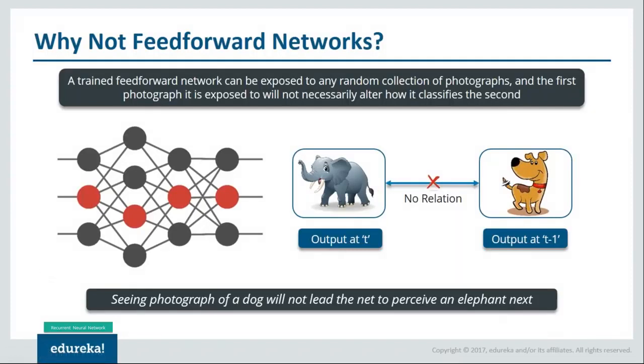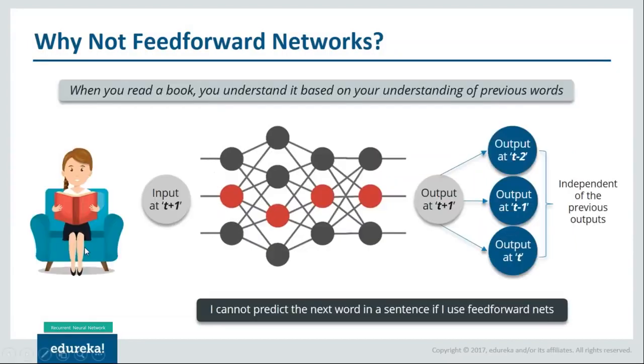Now there are a few scenarios where we actually need the previous output to get the new output. Let us discuss one such scenario. What happens when you read a book? You understand that book only on the basis of your understanding of the previous words. So if I use a feed-forward network and try to predict the next word in a sentence, I can't do that. Why can't I do that? Because my output will actually depend on the previous outputs. But in the feed-forward network, my new output is independent of the previous outputs. That is, output at t plus 1 has no relation with output at t minus 2, t minus 1 and at t. So basically, we cannot use feed-forward networks for predicting the next word in a sentence.